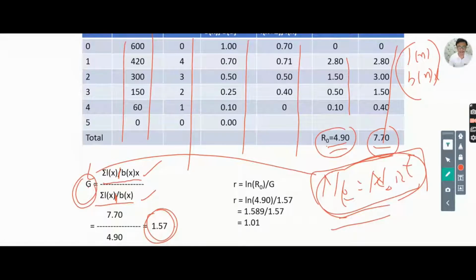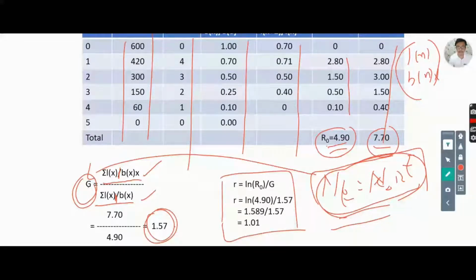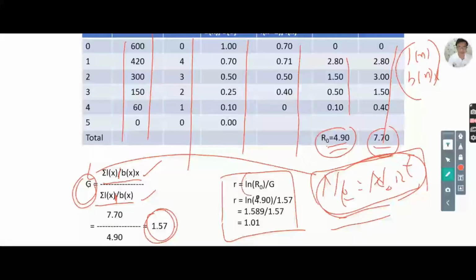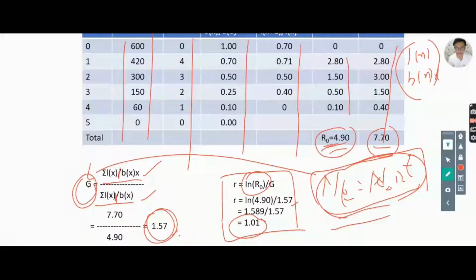Now what we do, Z naught, again you can see here, we are using it for the calculation of R. It is ln R naught by Z. So once you get the Z, R naught you are very clear, R naught 4.90. Then your Z is also clear, 1.57. Now you got 1.01.